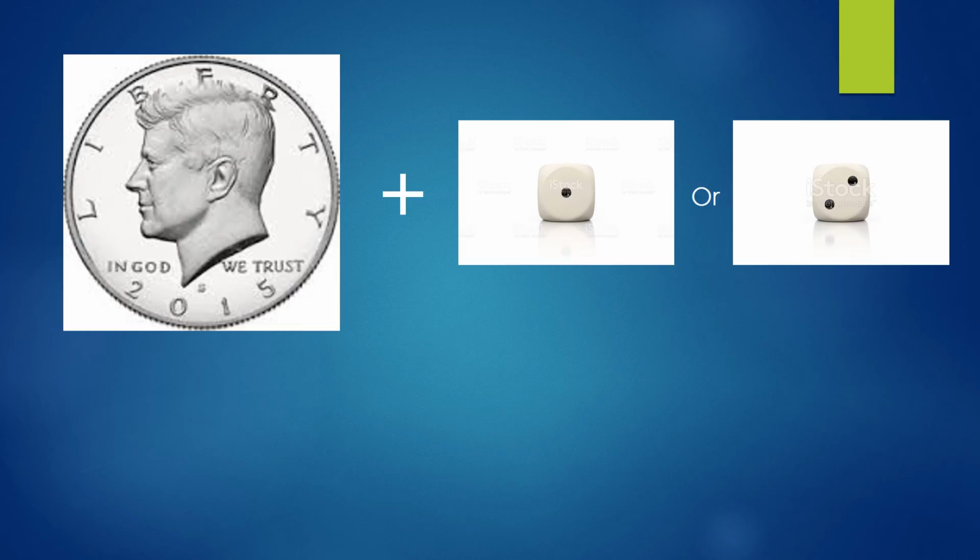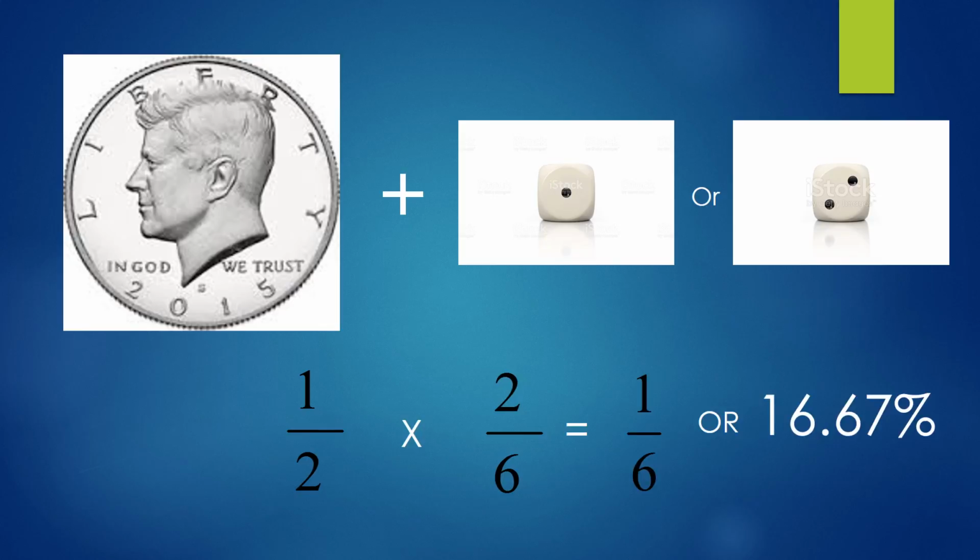We showed earlier that the probability of heads is 1 over 2. We also showed earlier that the probability of rolling a 1 or a 2 on a die is 2 out of 6. To find the probability of both events happening together, we must multiply the probability of each event, or 1/2 multiplied by 2/6 is equal to 1/6, or 16 2/3%.